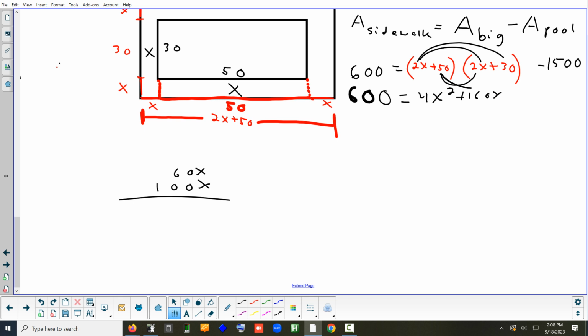Now watch what happens here. 50 times 30. 1,500. 1,500 minus 1,500. So I don't have to write the 1,500 down, because 50 times 30 is going to be 1,500. But then I'm just going to subtract 1,500. Okay, so that's the equation we want to solve.